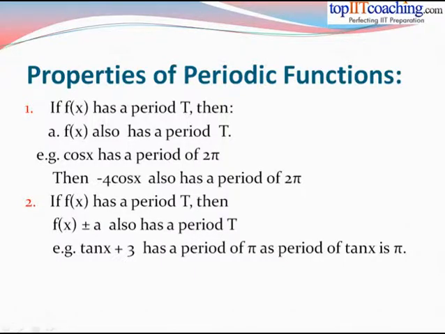The second is, if f(x) has a period of T, then f(x) plus minus a also has a period T. Here a is any number. So if we add or subtract any number from f(x), then f(x) plus minus a will also have the same period T as that of f(x). Let us take an example. Tan x plus 3 also has a period of pi, as the period of tan x is pi. So this expression also has a period of pi.